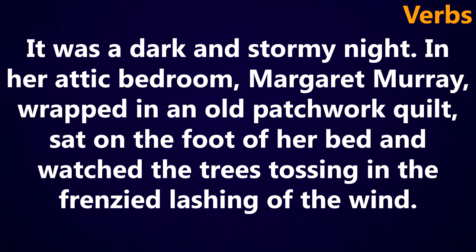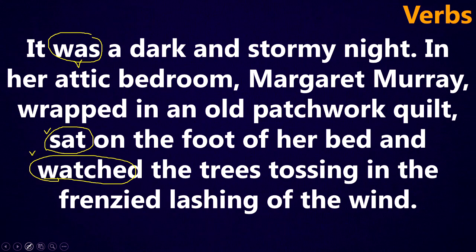So in the first sentence here, it was a dark and stormy night. The verb here is was, and that's that be verb. It's just in the past. It was a dark and stormy night. That's the only verb in the sentence. In her attic bedroom, Margaret Murray, wrapped in an old patchwork quilt, sat on the foot of her bed. So here we have the word sat, which is a verb. She sat on the foot of her bed and watched. So there's another verb. She sat and watched the trees tossing in the frenzied lashing of the wind. So the main verbs in this passage are was, sat, and watched.